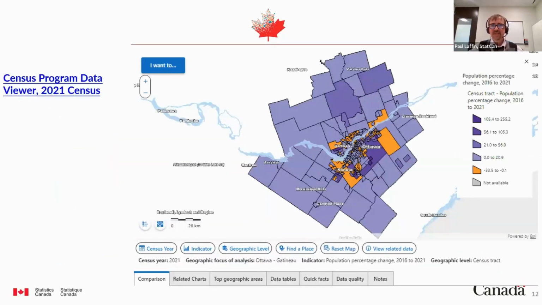Aside from the static maps and tables, we also have a tool such as the Census Program Data Viewer, which allows you to select your own geography and then select the specific indicators you're interested in. Seen here is a map of the Ottawa-Gatineau Census Metropolitan Area, showing the areas within that have seen the most growth in population from 2016 to 2021.